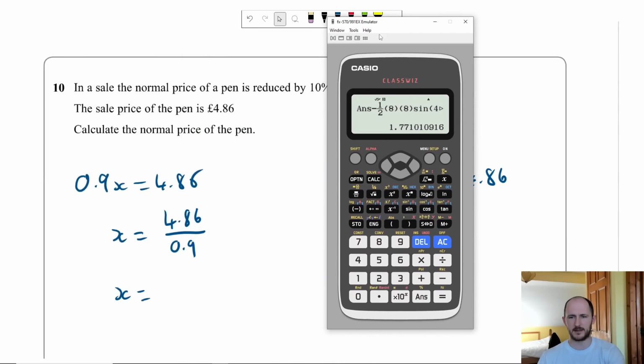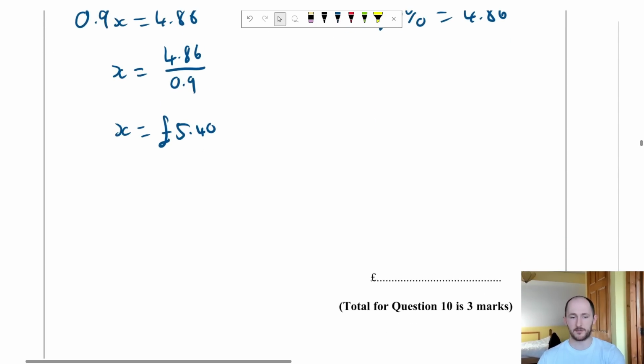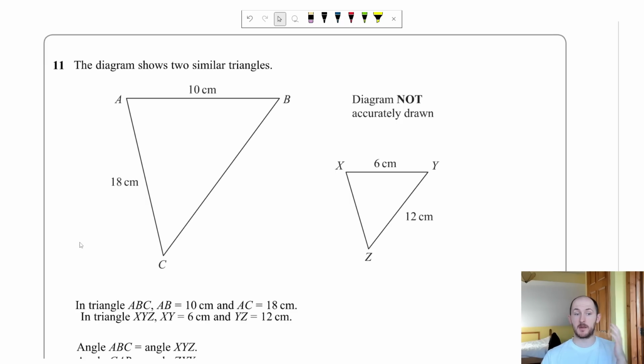Nice and quick, and I think this was for 3 marks if I'm not mistaken. Nice and easy. So £5.40. Cool. And yeah, 3 marks, perfect. We have another similar shapes question.